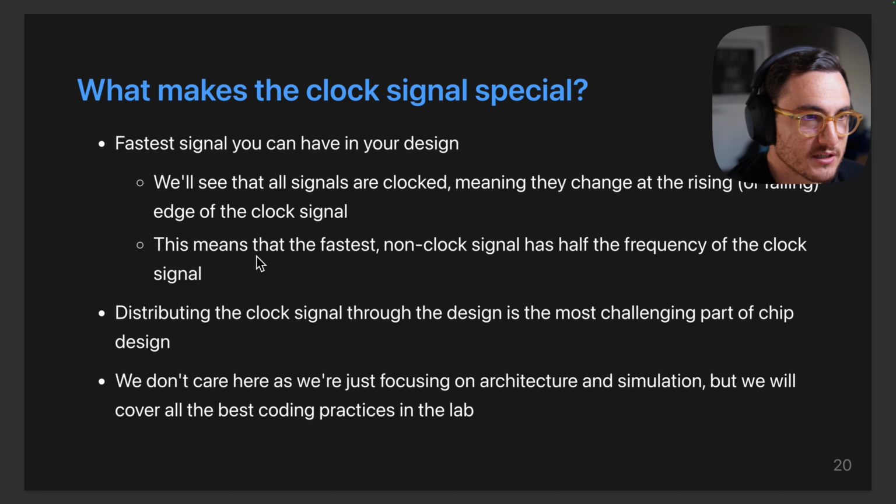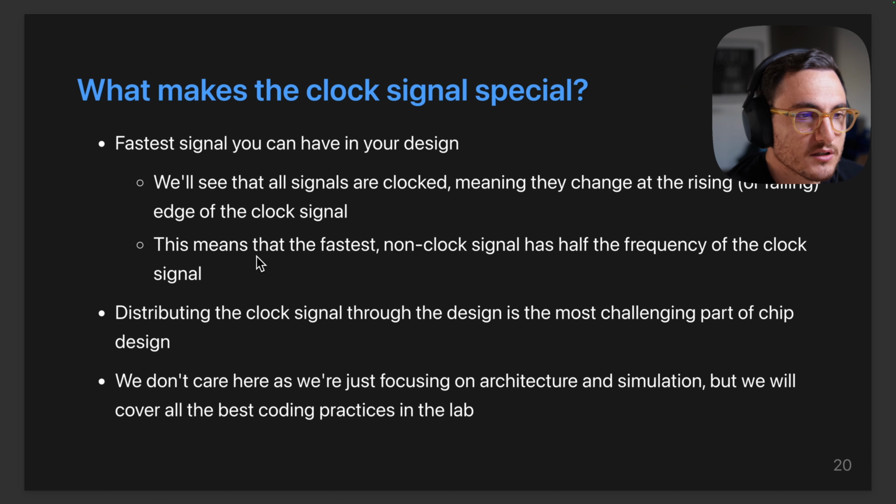All the other signals are clocked, meaning they change at the rising edge or the falling edge of the clock signal. And we're going to see what this means. So this means that the fastest other signal has half the frequency of the clock signal. Because if we consider only the rising edges or only the falling edges, you have half as many as the combination of the two of them.